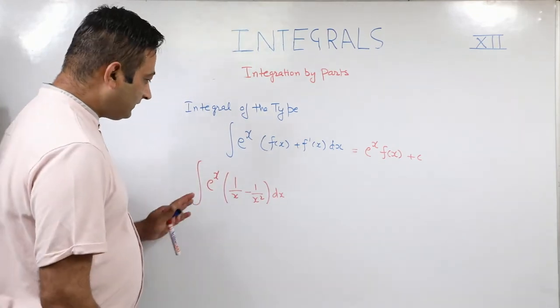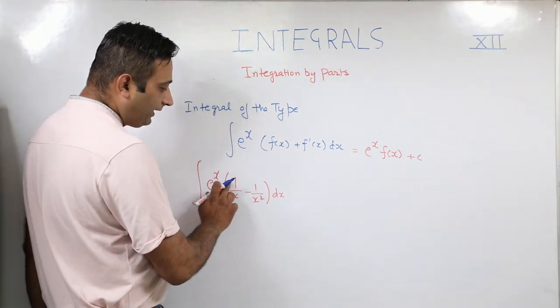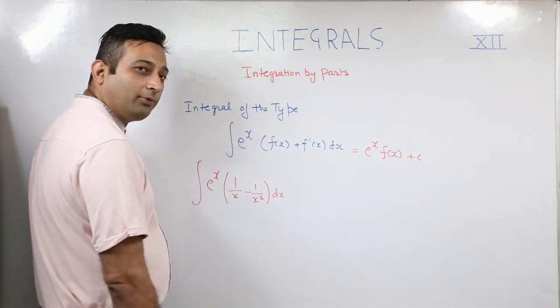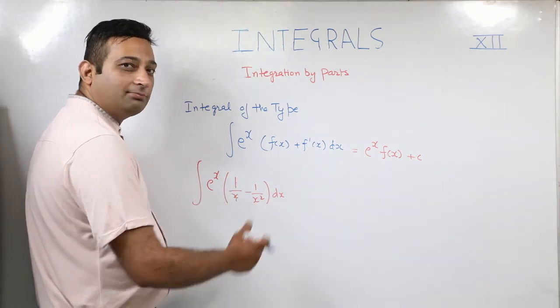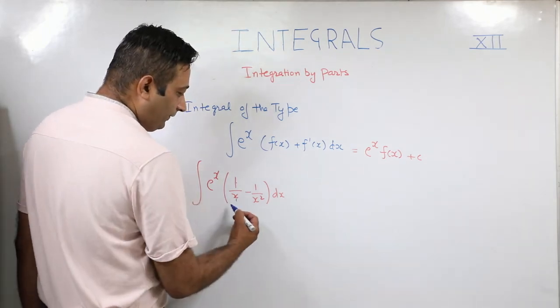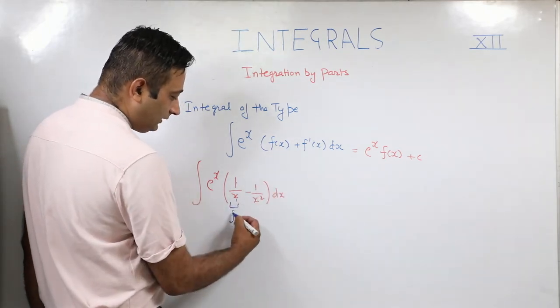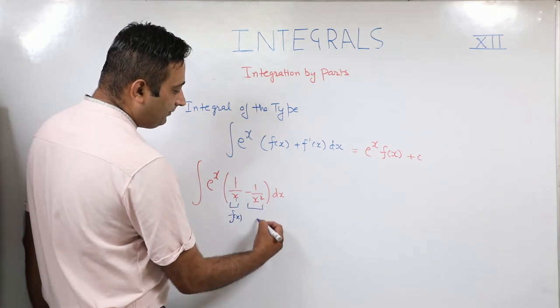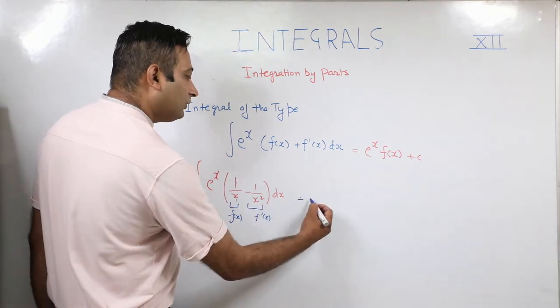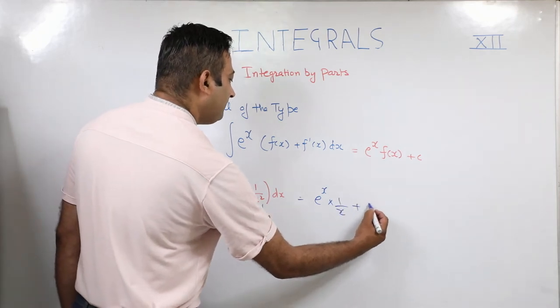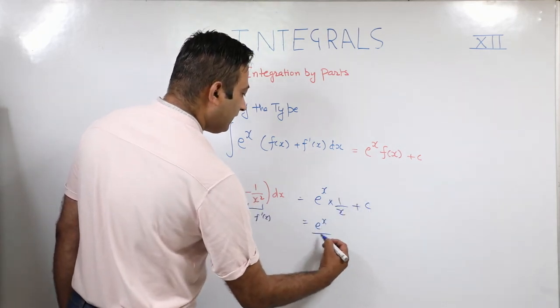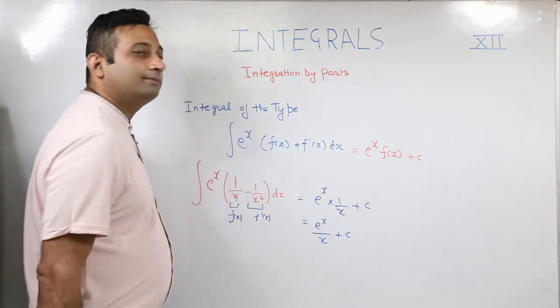Dear students, we can see one more form, e raised to the power x times 1 upon x minus 1 upon x square. Now we can easily see that the derivative of 1 by x is minus 1 by x square. So we can correlate with the standard form. This will be f of x and this will be f dash x. So the answer would be e raised to the power x into 1 by x plus c, that is e raised to the power x by x plus c.